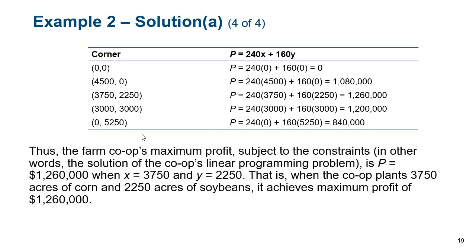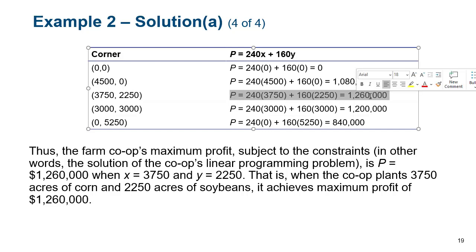Here's all of the points that we found. Plug them all into the profit equation. We can see that this one maximizes it. So we get maximum profits when x equals 3750 and y equals 2250. That means the co-op plants 3,750 acres of corn, 2,250 acres of soybeans. Because remember, x and y were acres of each of the plants. And if it does that, it maximizes its profits at 1.26 million.